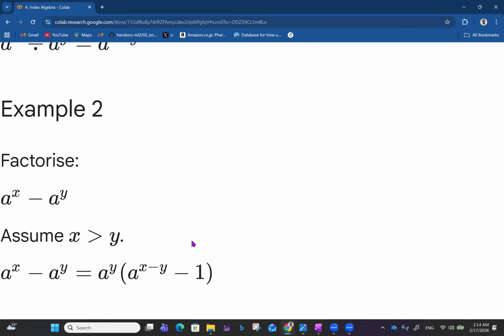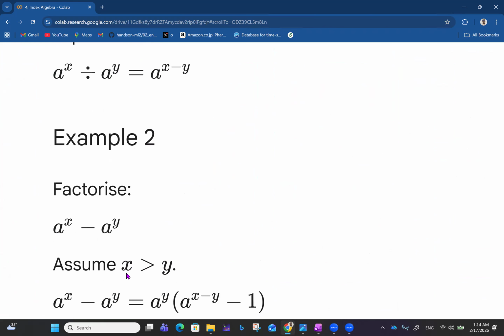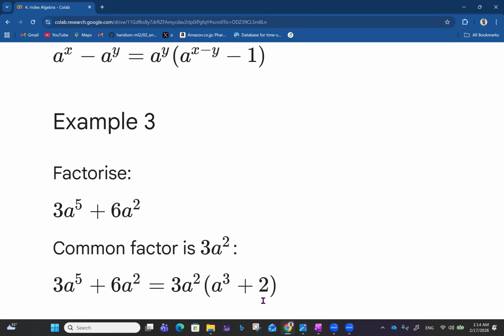What if we now have to factorize ax minus ay, assuming that x is greater than y? That means y is less than x now. Okay, so here we have ax. So it's still the same thing, except that this is now negative. So ax minus ay is simply ay into a into x minus y minus 1. And that's the deal here.